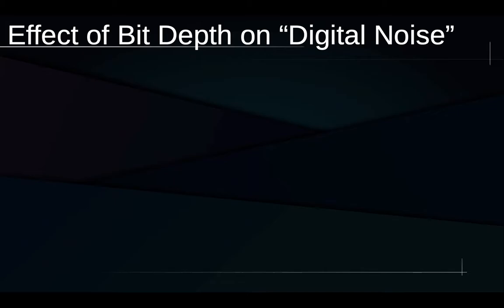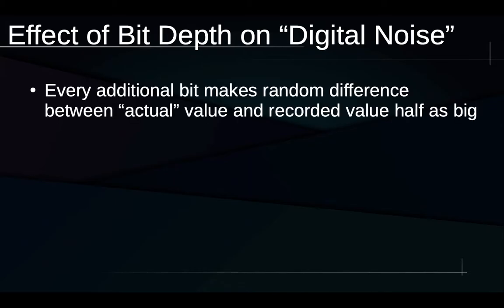So just as with sampling rate, we can deal with it intuitively and then deal with the precise law that describes what's going on. Similar thing with bit depth. Every additional bit that we add to our measurements is going to make that random difference between the actual thing and what we record half as big. It's going to make that random noise half as big. It's going to make it twice as small.